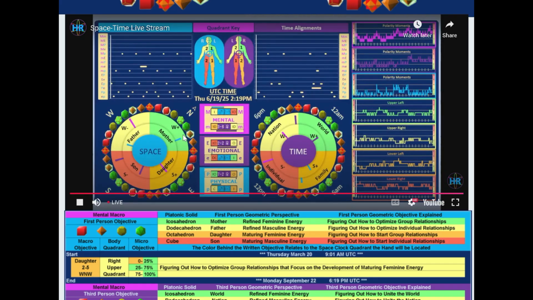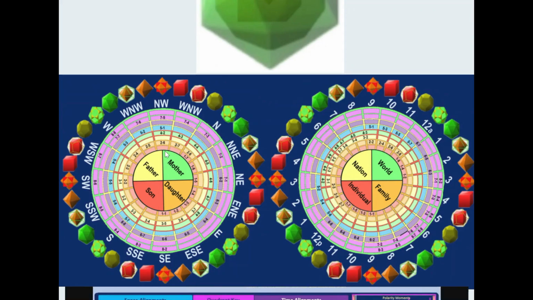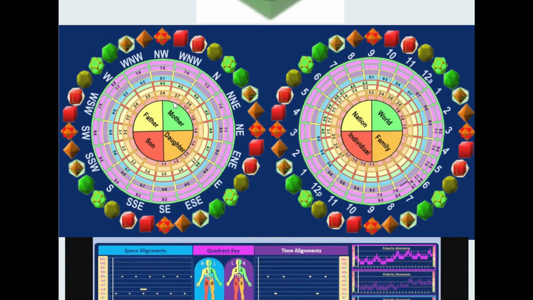The 8th dimension is icosahedron. And that's easy. That's how these numbers go out. So 1 and 2, again, octahedron. 3 and 4, cube. 5 and 6, dodecahedron. 7 and 8, icosahedron. Okay.